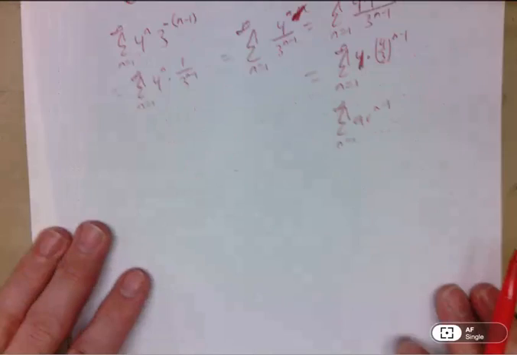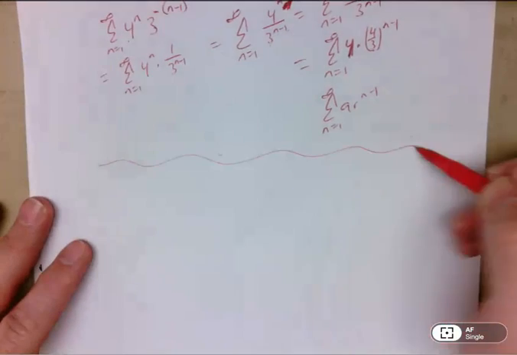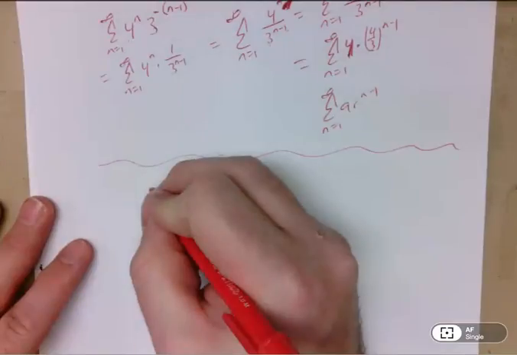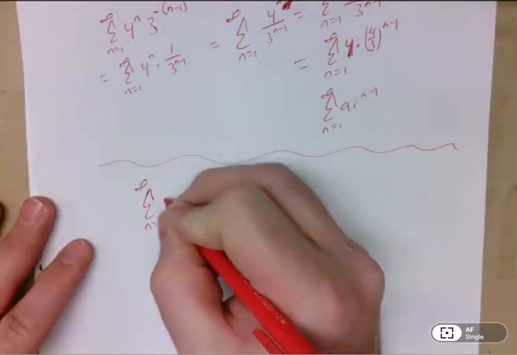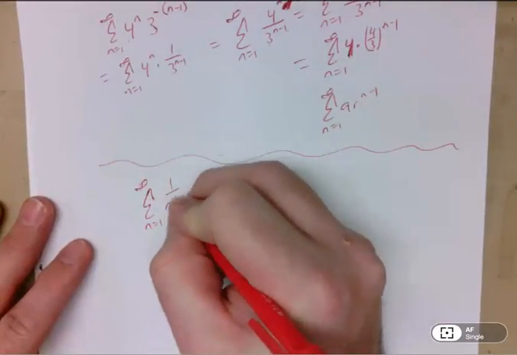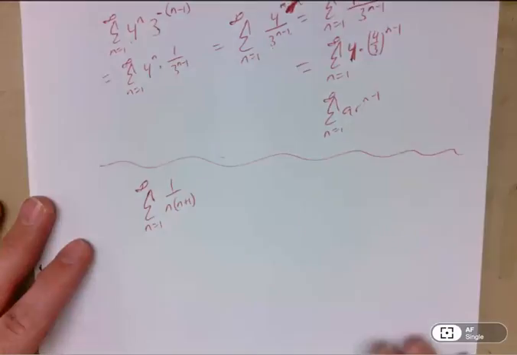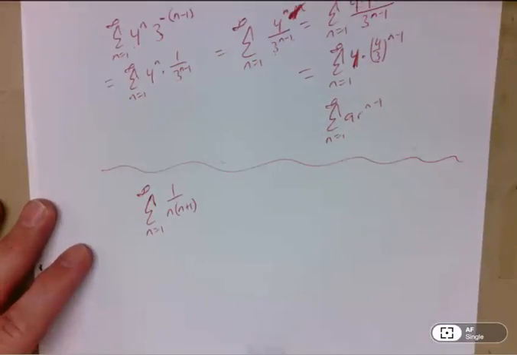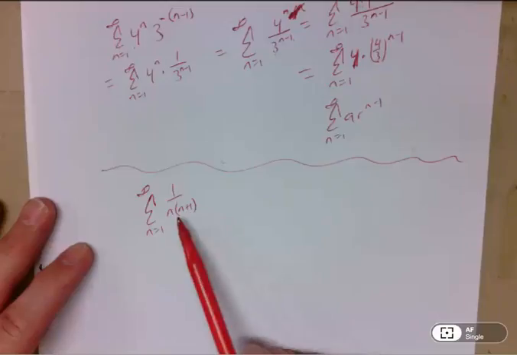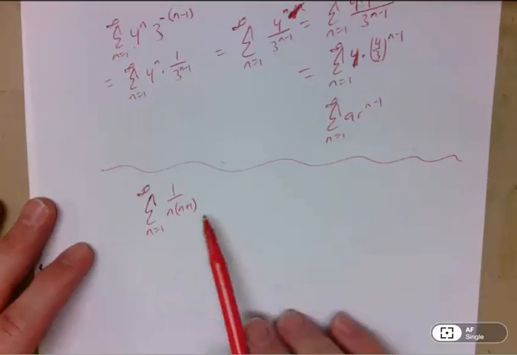And then there was another one that I didn't have time for in class that I wanted to show that looked like this. n equals 1 to infinity, 1 over n times n plus 1. And we're trying to show if this converges or diverges. Okay? Well, unfortunately, this is not geometric. There's no way you're going to get geometric out of this.